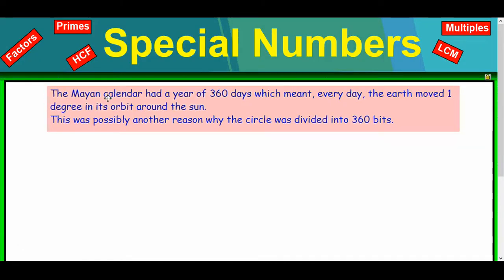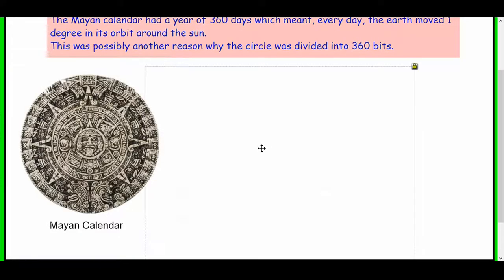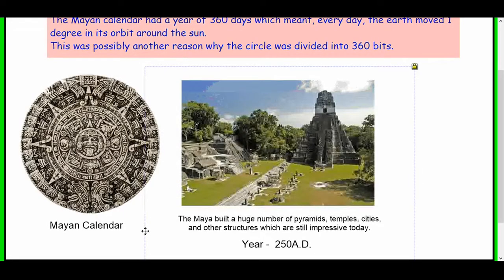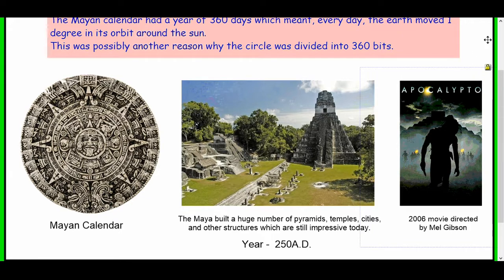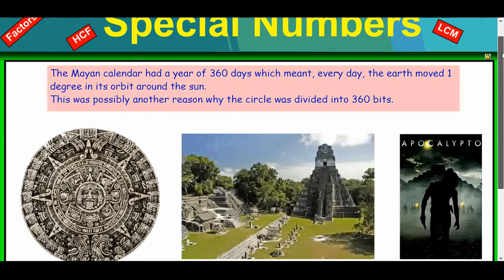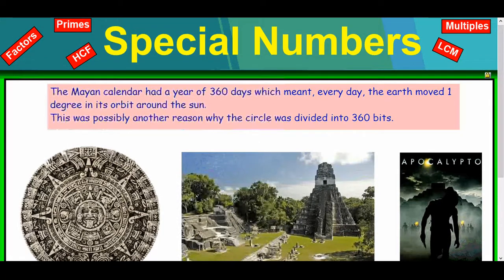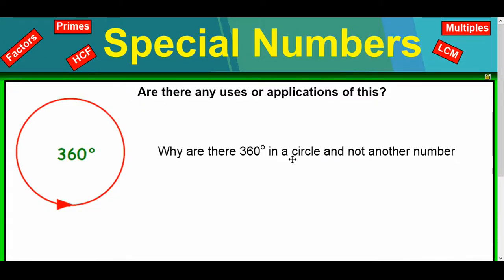Now, the Mayan calendar had 360 days. The Earth moved 1 degree in its orbit around the Sun. This is another idea of maybe why it was 360 degrees. The Mayans were an amazing civilization, well above their time, thousands of years ago. If you've never seen the film Apocalypto, it's really good, and it goes into the Mayan culture and how it works. But that's one of the main reasons why there's 360 degrees in a circle.